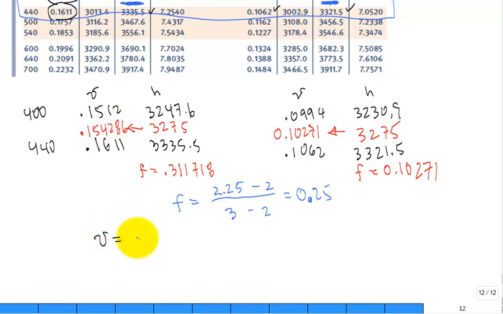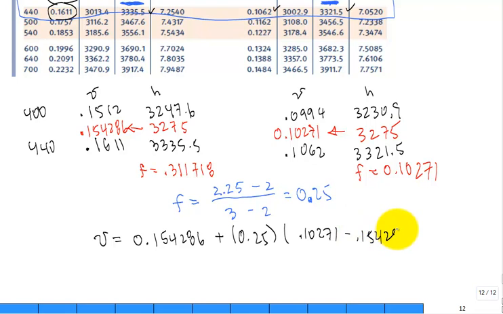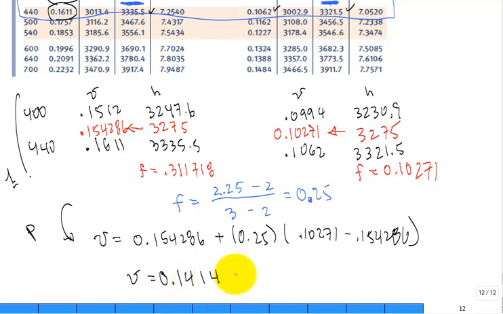It'll be the lower value, 0.154286, plus that fraction, 0.25, times 0.10271 minus 0.154286. This is interpolating with respect to pressure, where before we interpolated up here with respect to enthalpy. So our specific volume comes in at 0.1414. I'm going to round it off to 0.1414 meters cubed per kilogram and box it.